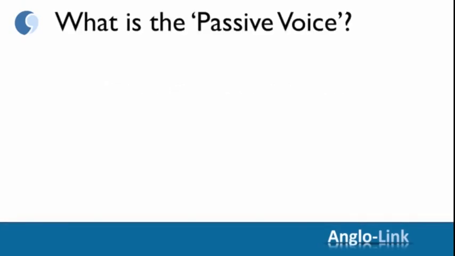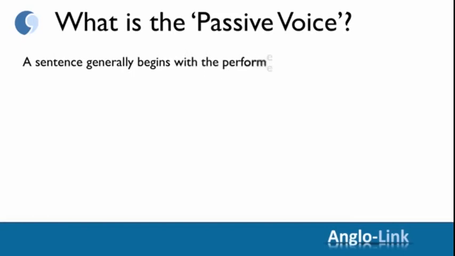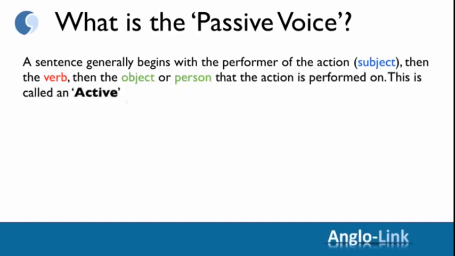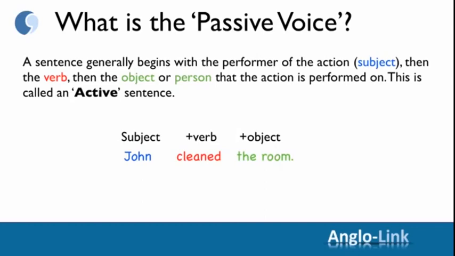What is the passive voice? A sentence generally begins with the performer of the action, which is the subject, then the verb, then the object or person that the action is performed on. This is called an active sentence. For example, the subject is John, the verb is cleaned, and the object is the room.